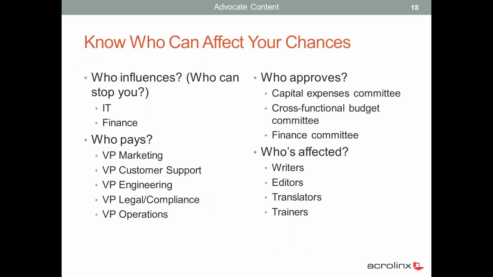It's important to know who can influence the decision, who can stop you, for example. Typically that's IT and finance. Who pays? It may be one or a combination of departments, but know who pays for the implementation of Acrolinx. Also know who approves. How do you go about approving it? Is there a capital expense committee? Is it some sort of a budget committee? Is there a finance committee? Or is there some other group that makes the final decision? And then finally, who's affected by the implementation of the system? All of these groups matter to getting approval and, of course, to a successful implementation that makes you look good.